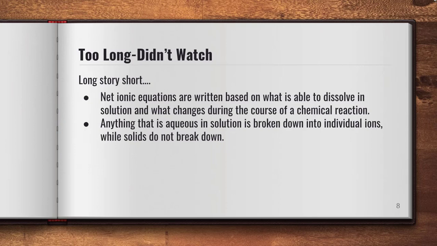So to make a very long story short, net ionic equations are written based on what is able to dissolve in solution and what changes during the course of a chemical reaction. So you need to use the solubility chart in order to be able to solve those types of problems. Anything that is aqueous in solution is dissociated or broken down into its individual ions, while solids do not break down. And then you use this data and information to write your net ionic equation.